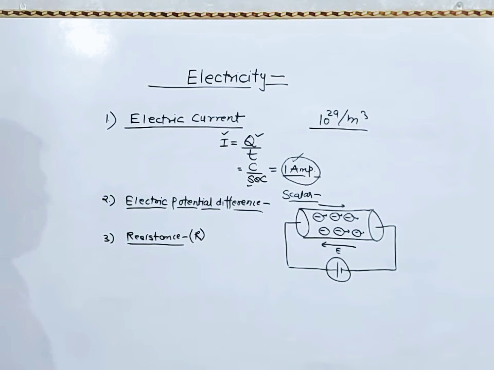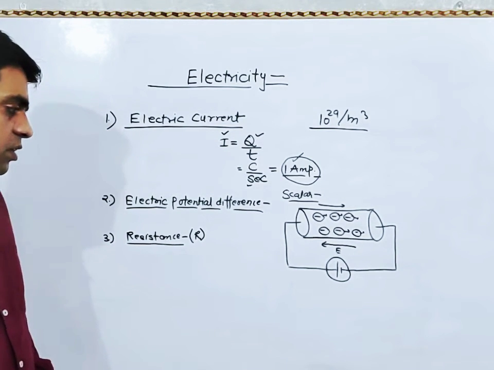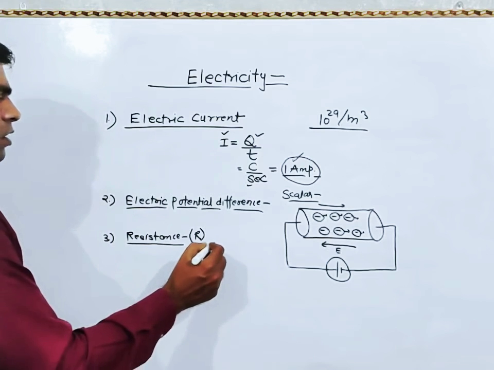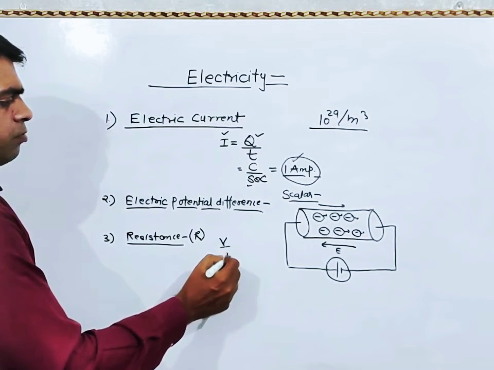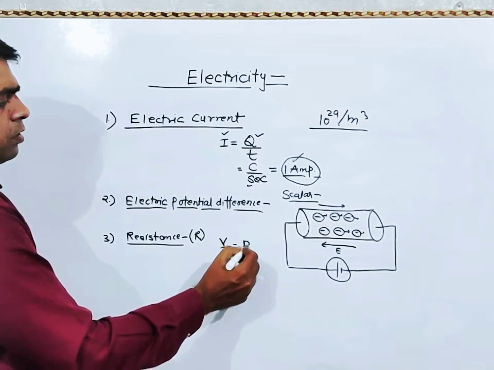Now what is the resistance? It is the inherent property of the conductor, and due to this property the conductor has a tendency to resist the charges. Charges को क्या करता है? Resist करता है. Or we may also define the ratio of V upon I, in the case of a conductor, remains constant, and then that constant value is called R.